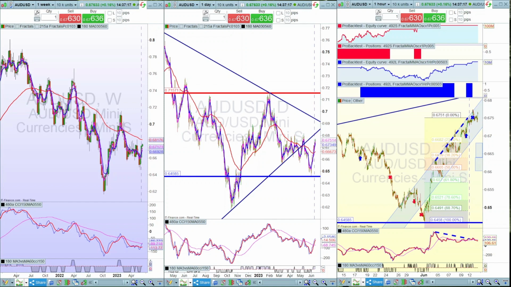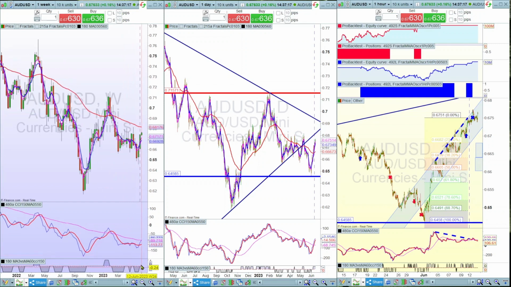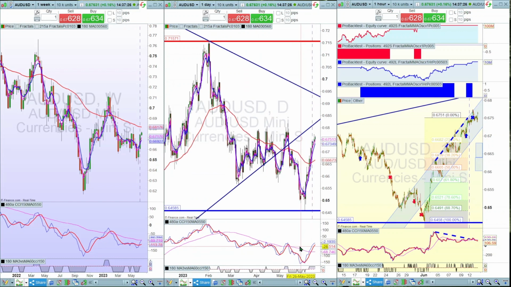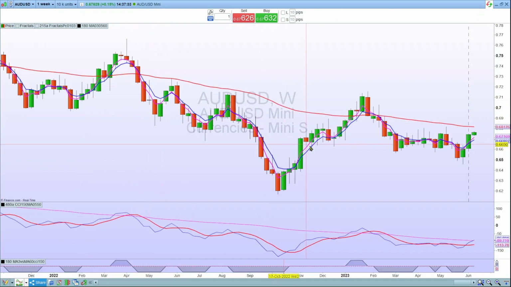June 13, 2023. This is the Aussie US currency update. We're in a neutral positioning on our weekly, whereas we've broken up into a bullish scenario on the daily. And on the hourly, it's also neutral. So let's look at each of these. But we've also got a bearish divergence on the hourly, so we'll cover that in a minute. Let's look at these in detail.